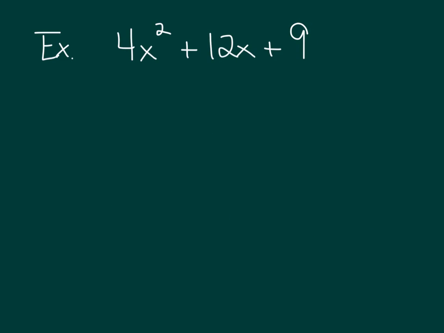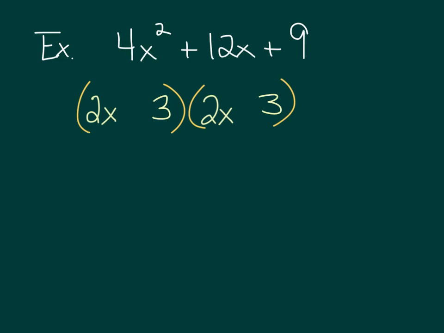Okay, so this just has a little bit larger numbers, but no problem. The same steps apply. We're going to take the square root of 4x squared. The square root of 4x squared would be a 2x, because 2x times 2x equals 4x squared. We're going to take the square root of 9. The square root of 9 would be a 3. And then we're going to look right here and say, okay, what's that sign? It's a plus sign, so that means we have a plus and we have a plus.